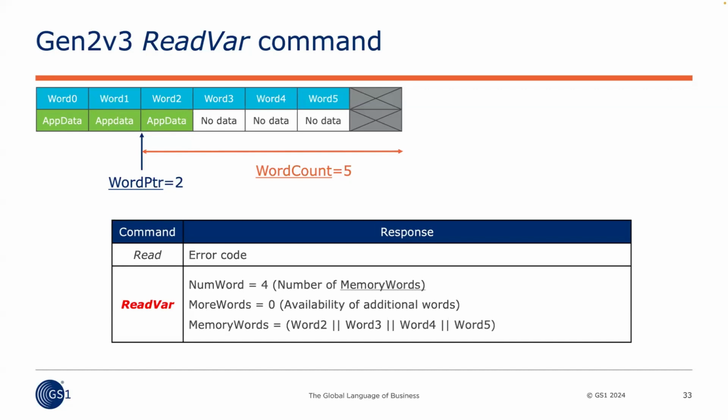You would get no data, no other information other than here's an error code, you're trying to read non-existent memory. With the read var command, it will return from the word pointer up to the total number of words in the user memory bank, even though there's going to be some data that's not of use to the application. There's also a parameter in the read var command return that says how many additional words are available to be read, which you did not read. And finally, it will return only the words that could be read. So it's returning words 2, 3, 4, 5.